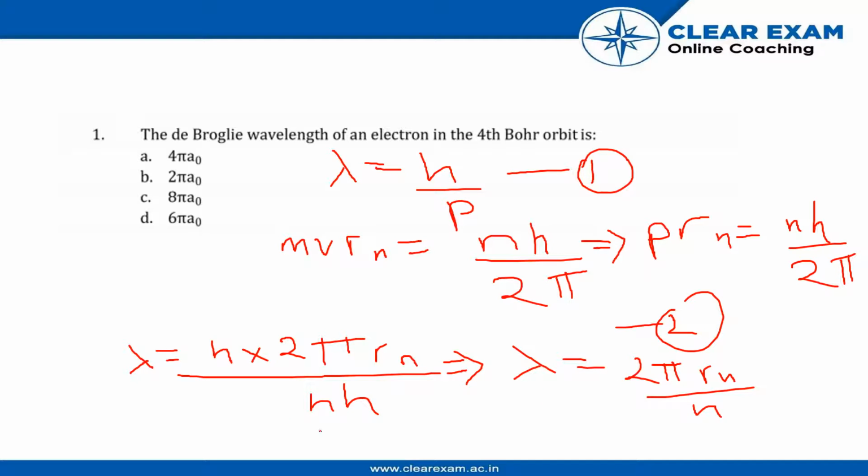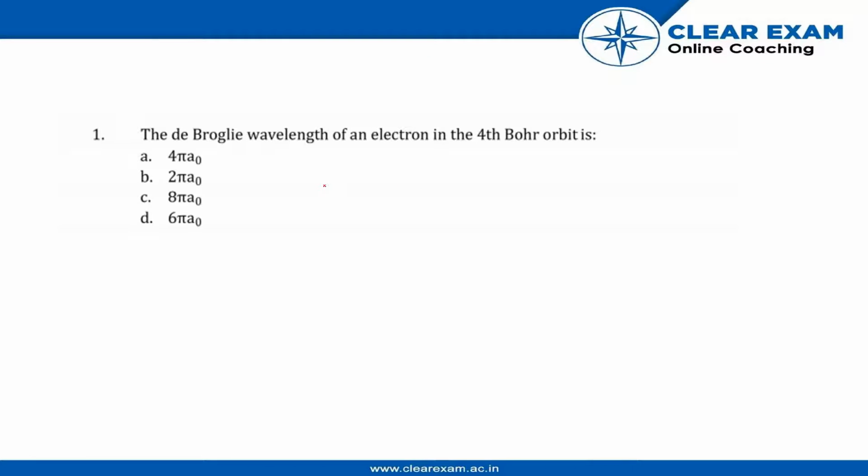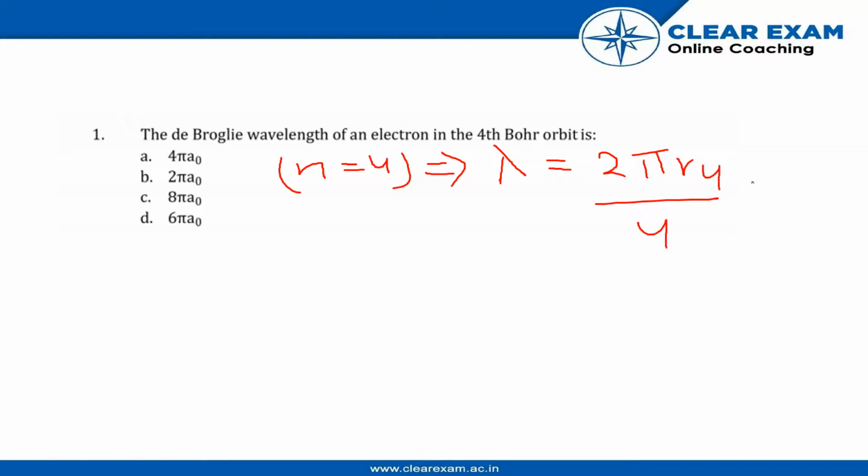So we have to find for the fourth orbit. In order to find for the fourth orbit, our n equals 4. So we will write n equals 4. Here lambda equals 2 pi r4. We are replacing n with 4. This is our third equation.